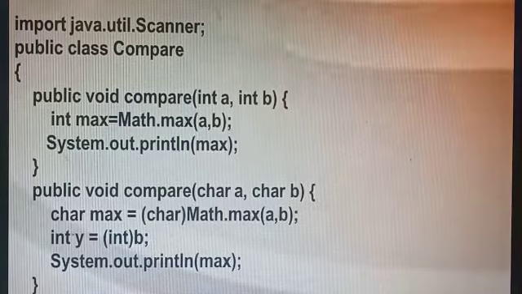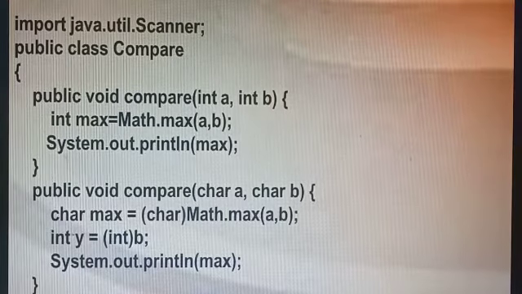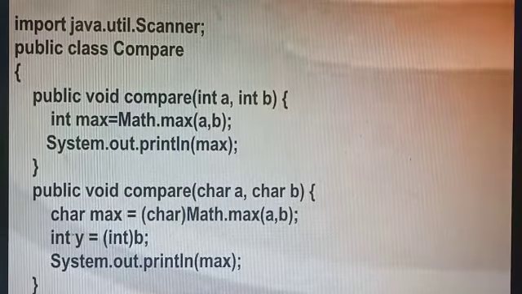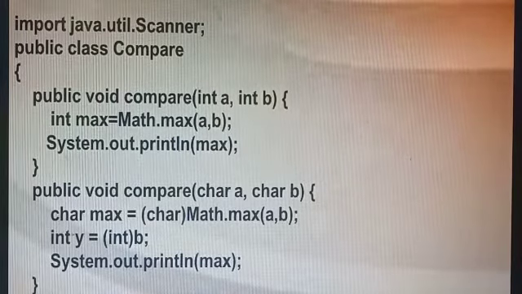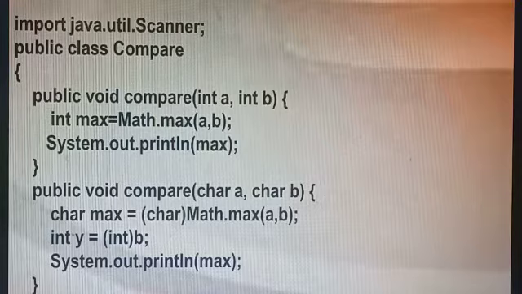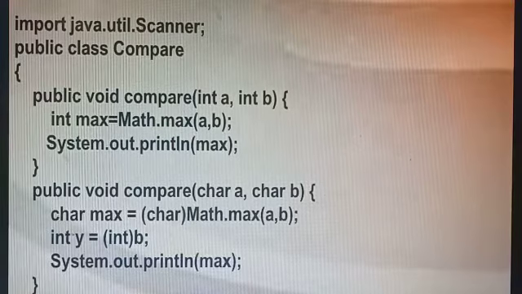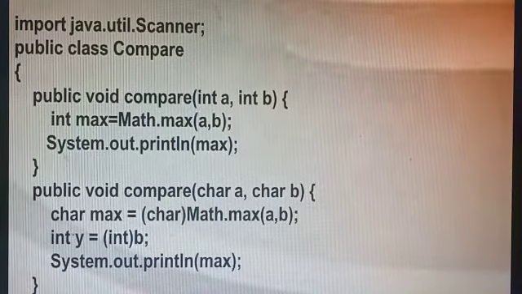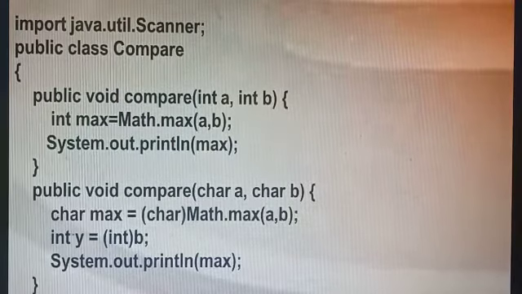Suppose you have entered the character small a as the first character, and the second character you have entered b. So it will give the higher value. What will it be? B, because b is greater than a. It has to compare the ASCII code of both the characters. Then after that you have to print System.out.println(max). Then close the curly bracket.